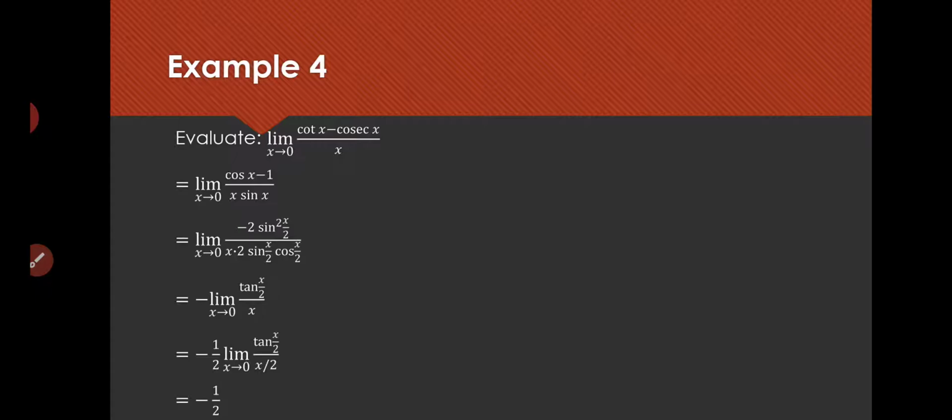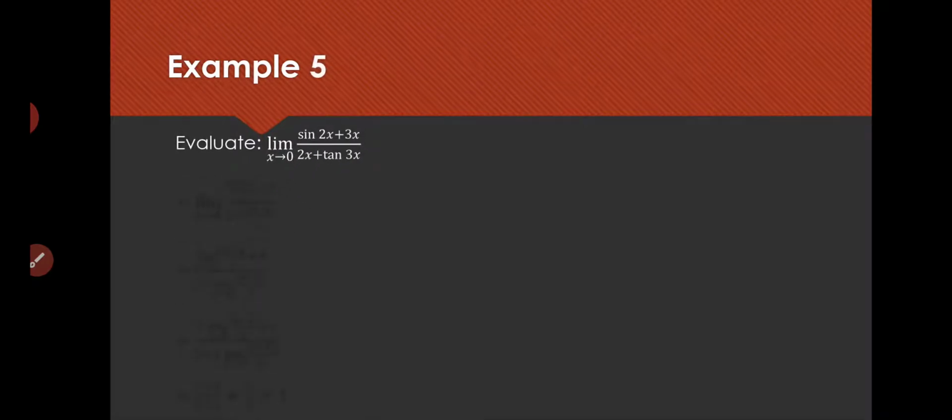Now let us move to number 5. Number 5, limit x tends to 0 of (sin 2x + 3x) by (2x + tan 3x). Now this is a problem where we will see application of algebra of limits as well. So the first job is to divide the numerator and denominator by x. So if I do so, I get (sin 2x by x + 3) by (2 + tan 3x by x).